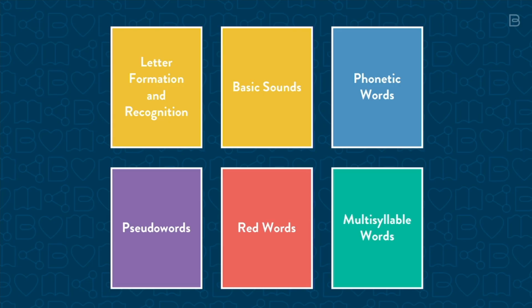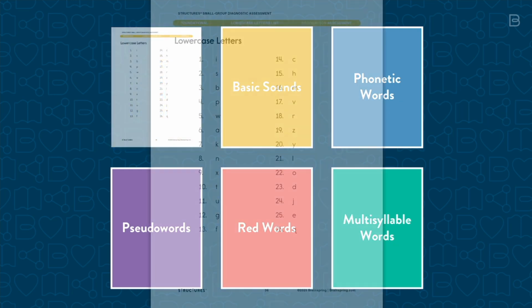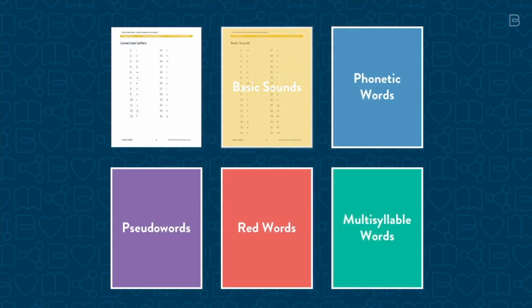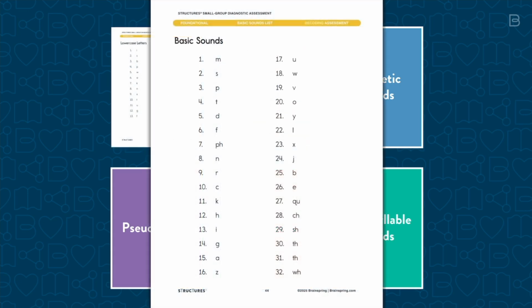Let's begin looking at the diagnostic assessments and their various types and what they are used for. The yellow assessments, the letter formation and recognition and basic sounds, are our foundational skills. In the letter recognition and letter writing assessment, students connect the letter names and graphemes. The basic sounds assessment is where students identify the phoneme and grapheme correspondence.